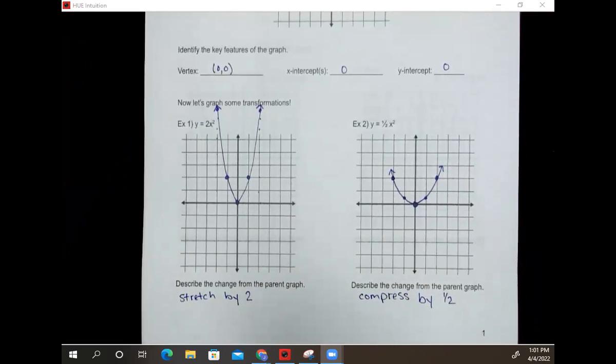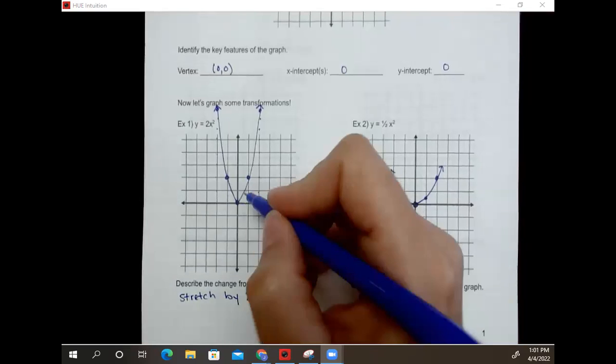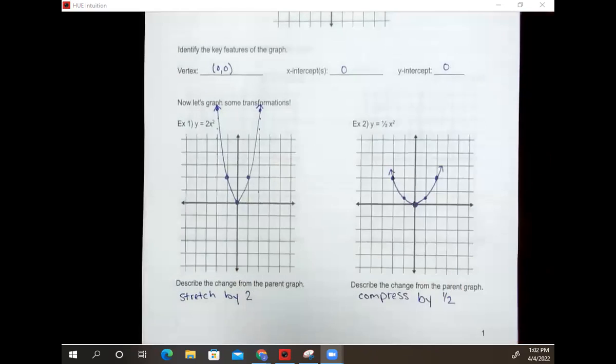If I had 3x squared, we would take our normal vertical distance and multiply it by 3. If I had 1/8 x squared, I would take that normal up distance I travel, that vertical distance I travel, and I divide it by 8, right? That's what we're doing here. Questions for me so far? This familiar? We're coming back a little bit? Okay, you've seen this before, it should be.